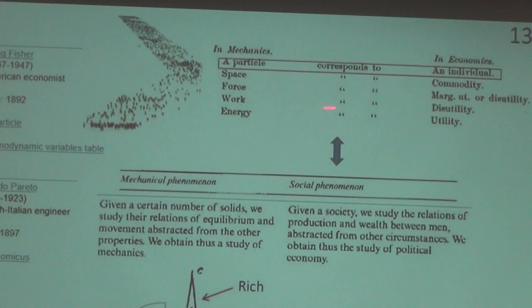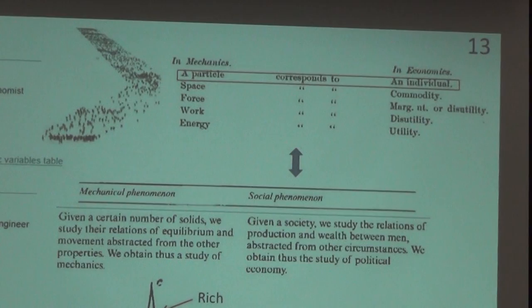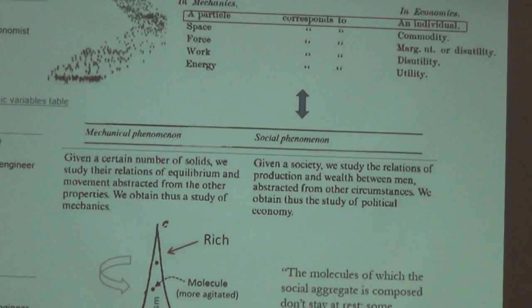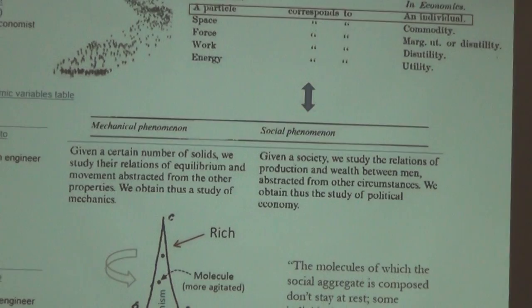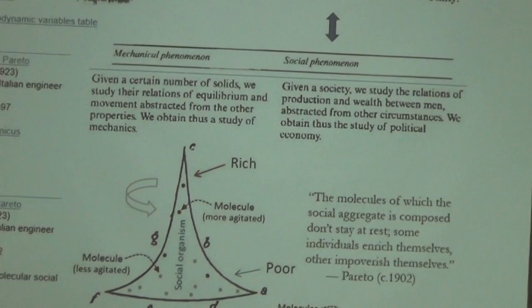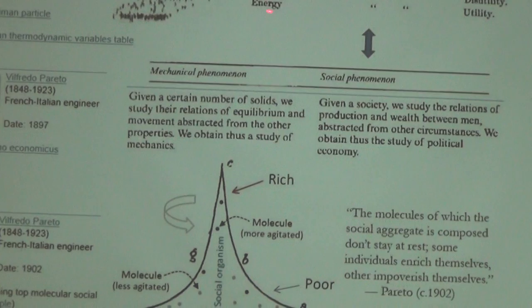Pareto actually read this PhD dissertation when he did his work, and he made his own table. He gave mechanical phenomena, social phenomena over here. And when I read these tables in 2011, ever since 2011, when anyone sends me a new journal article for the Journal of Thermodynamics, I force authors to make these tables. Specifically say what their belief system is. How do you define a person? How do you define energy, work, and force? And they give me these tables, and we learn a lot from these.